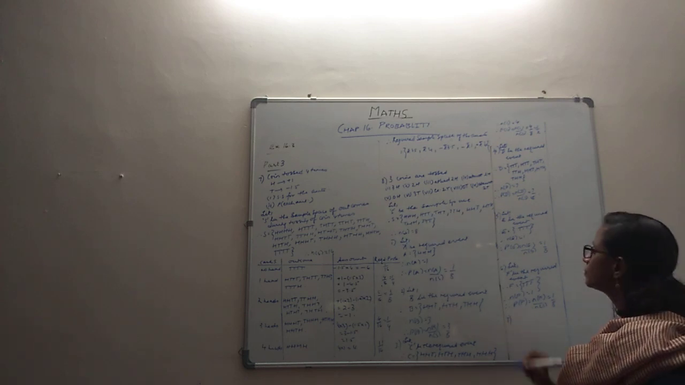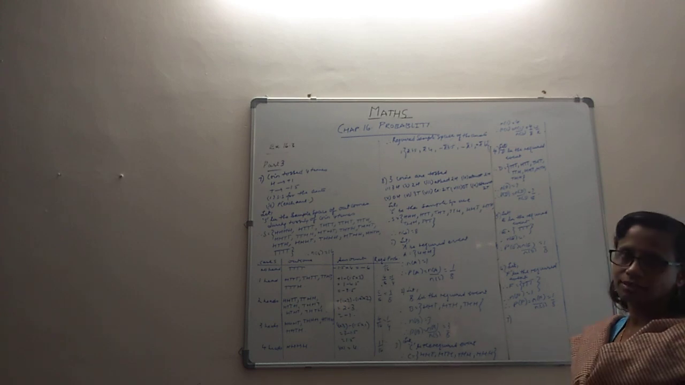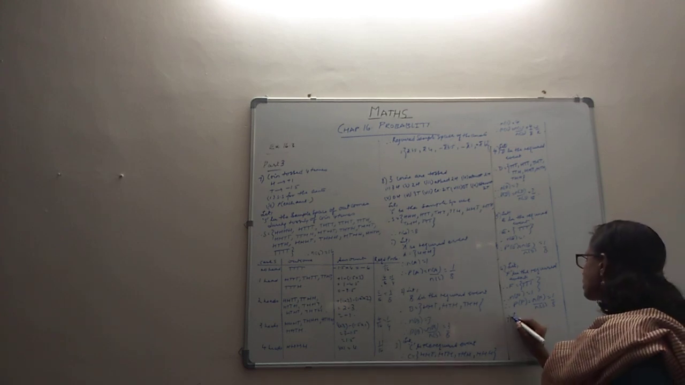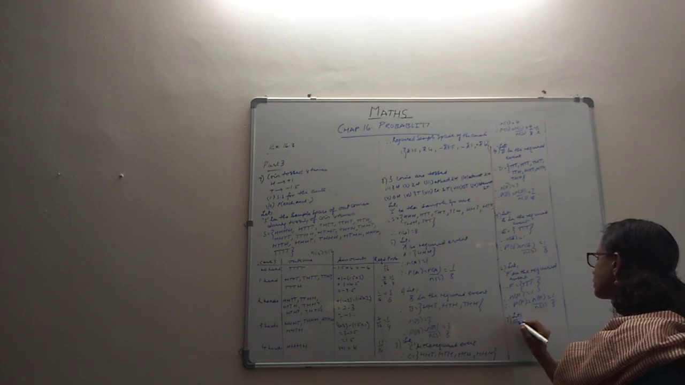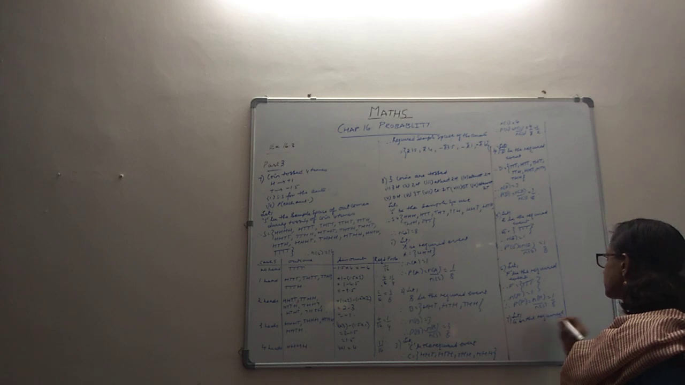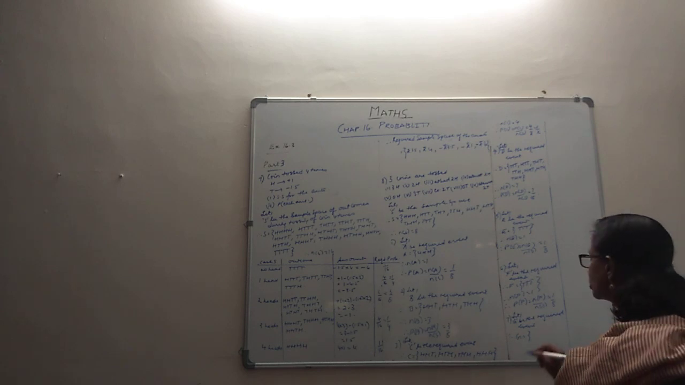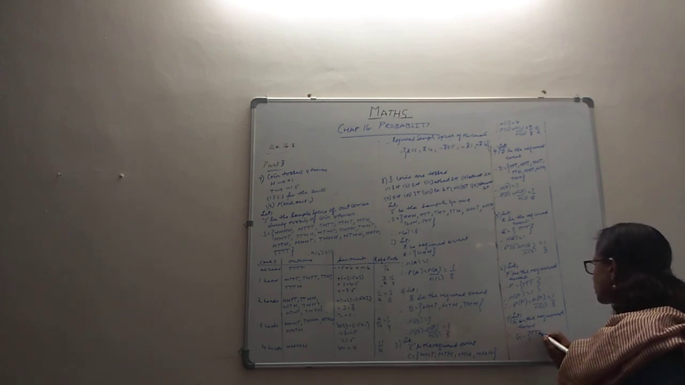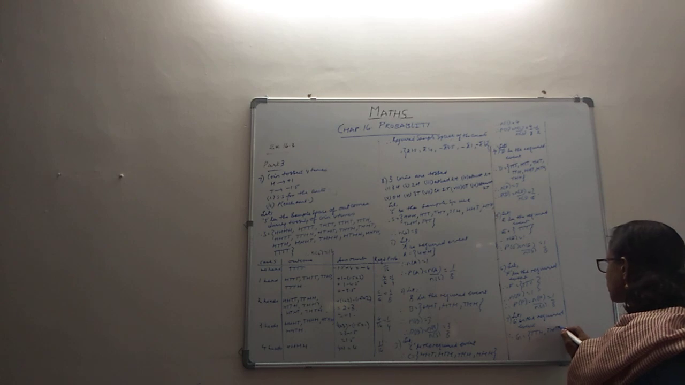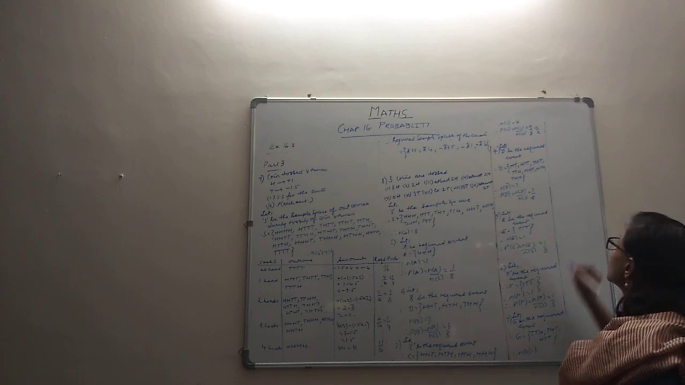Then we have getting exactly 2 tails. They ask us exactly 2 tails. So let G be the event. Exactly 2 tails, right? 2 tails. So n(G) is 3, like that.